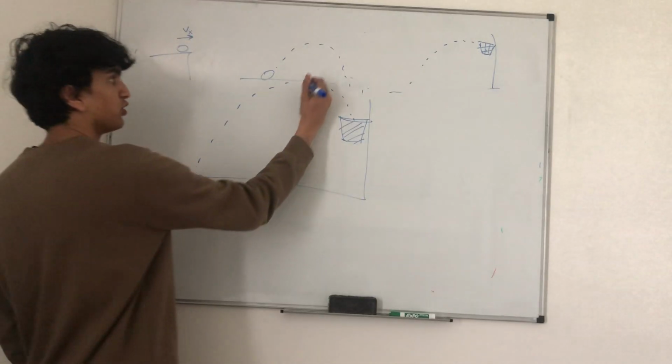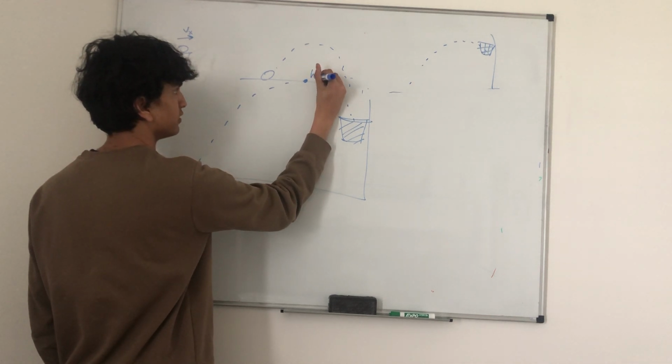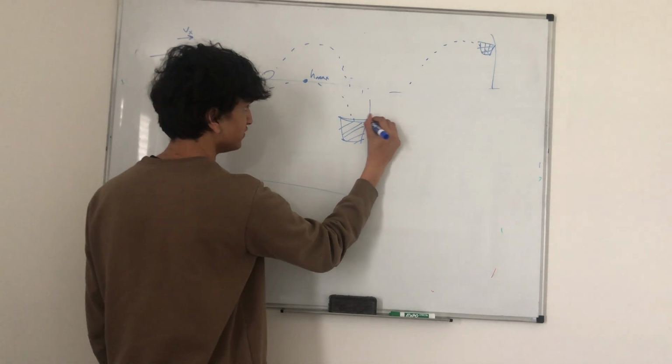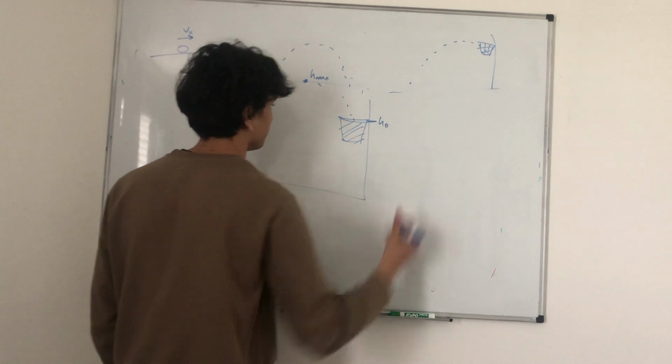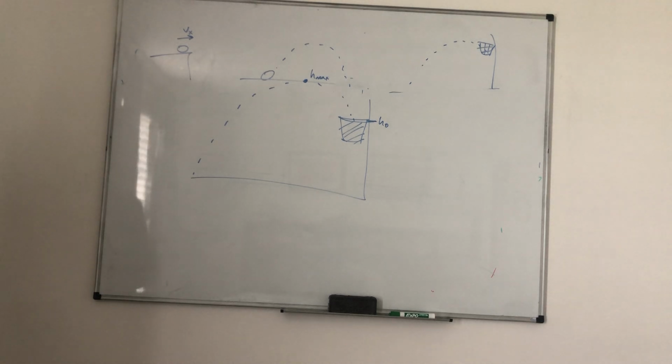The max height, we can call it h max, and then we'll call the height that it reaches h naught. So let's say they ask you, what is the time in the air for this basketball, right?